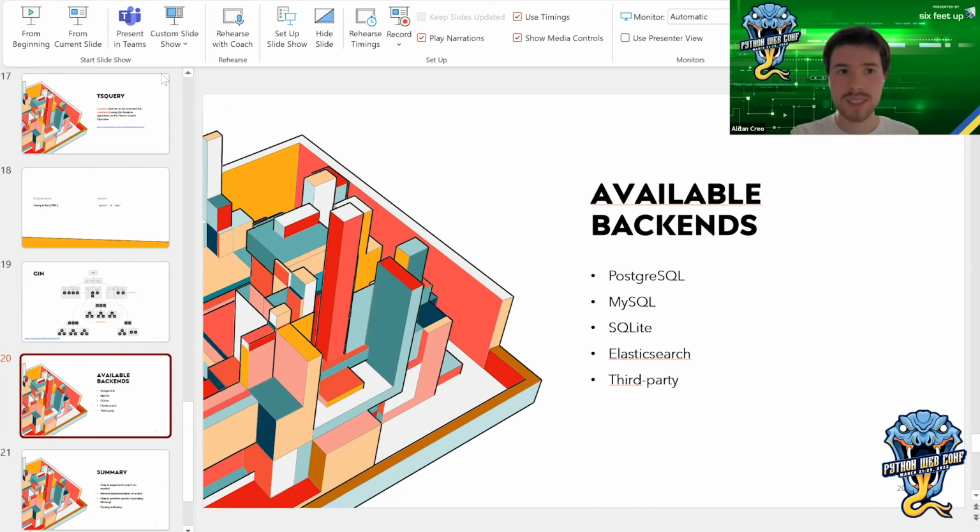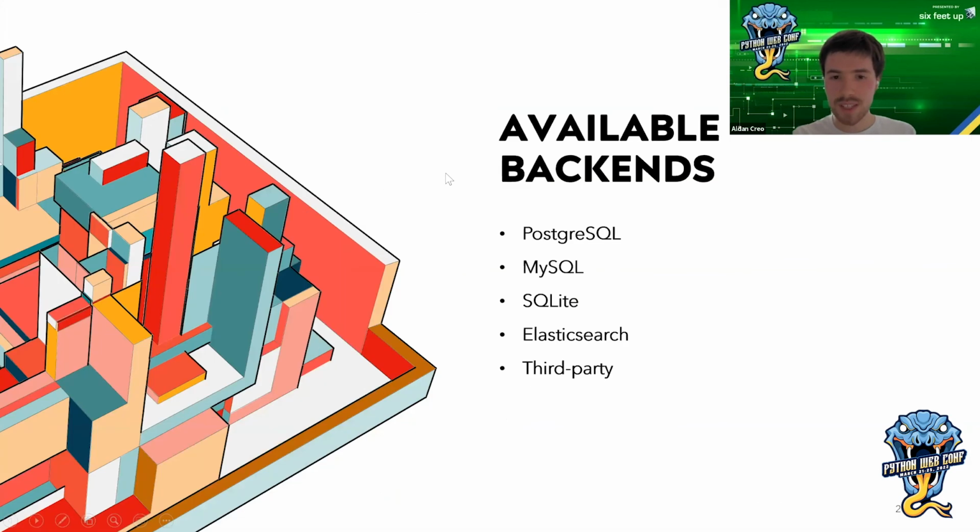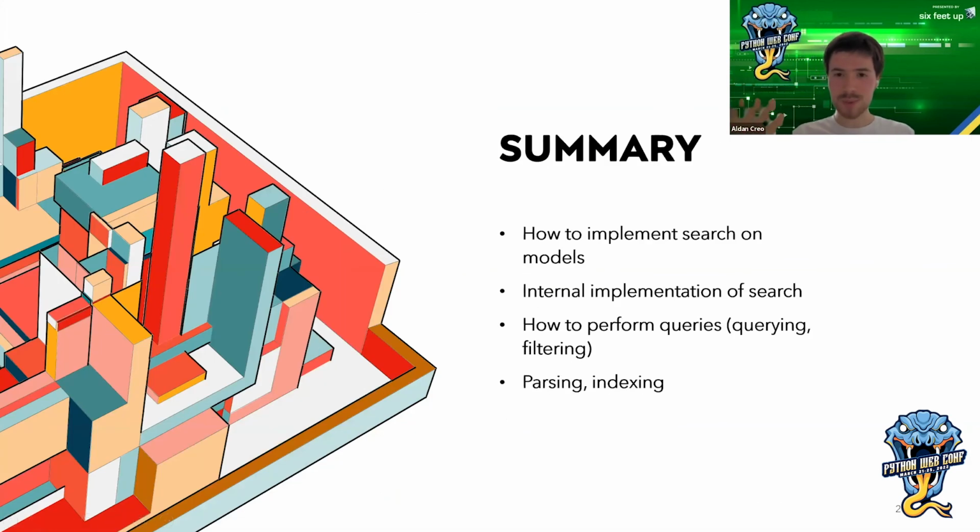As I was saying, let's try to wrap everything up in this presentation to get the main idea of what I wanted to cover, which is how search works in Wagtail. So here we saw how to implement search on models. We saw the example from before. We saw how the search is internally implemented with these tables that we looked into. We saw examples of how to perform queries.